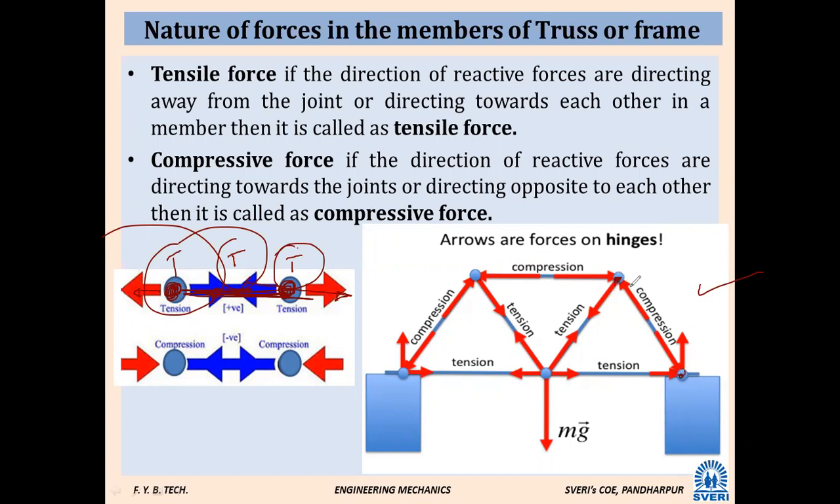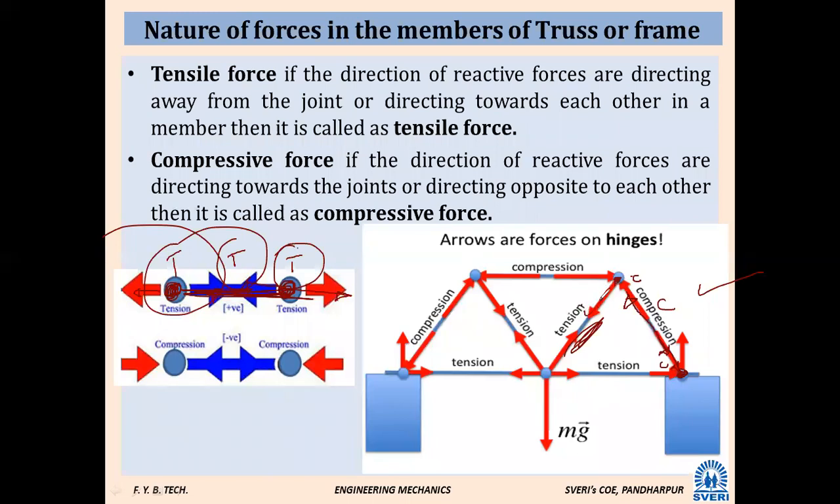So which type of force is this? Compressive. Here is the joint, the force is going towards the point. It is compressive force. So if the force is going towards the joint, that is called compressive force. If you consider this member, is the nature of the force towards each other or going away from each other? Away from each other. Then that is called compression. Here in this member, the arrow marks, are they towards each other or away? Towards. That is tension.